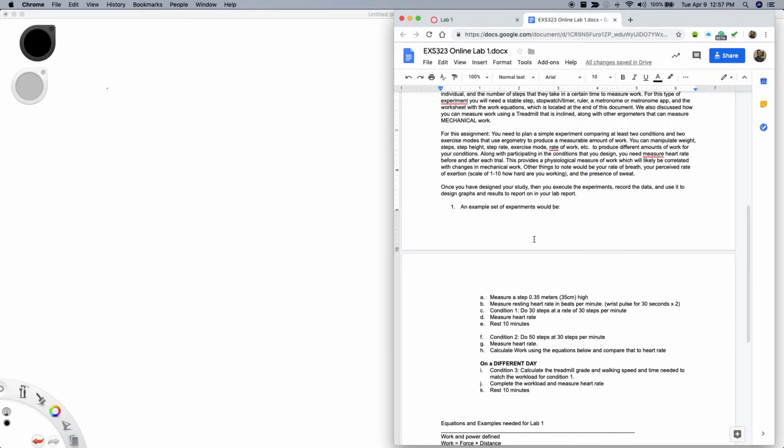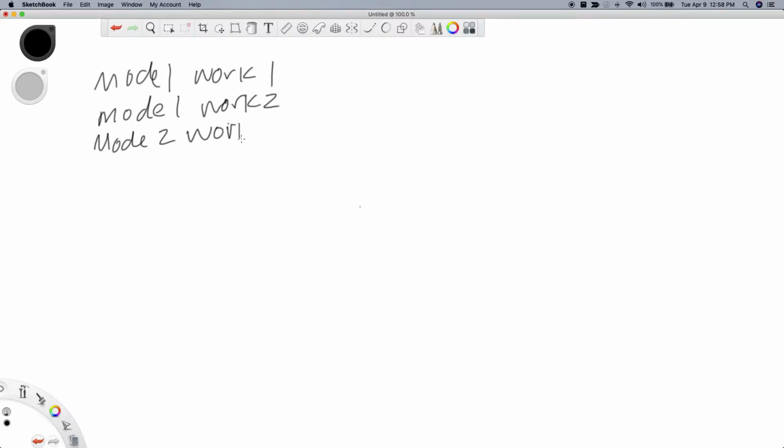So one of the things that we're going to do is set up the experiments. I'm going to try and use this notepad to explain what I expect. The experiments that you're going to be doing are: there is going to be mode 1, sorry for my handwriting, mode 1, work 1. Second condition is going to be mode 1, work 2. And the third condition you're going to do is mode 2, work 1.